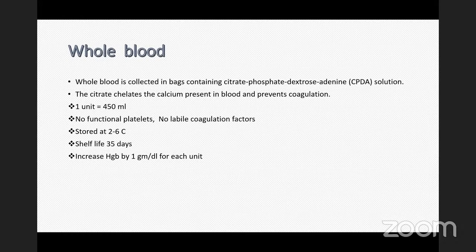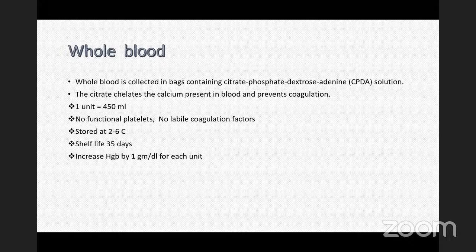So at the beginning, for the blood products, the first component with us here is the whole blood. Whole blood is collected in a bag containing the citrate phosphate dextrose adenine solution, abbreviated as CPDA. This citrate chelates the calcium present in blood and prevents coagulation. It's provided in most hospitals, where 1 unit equals 450 ml.